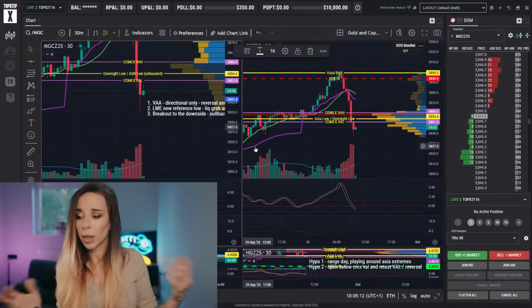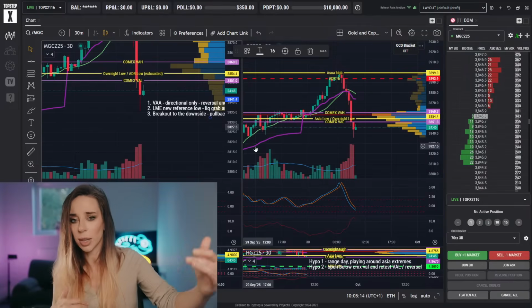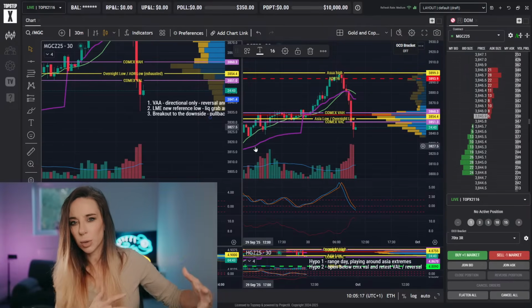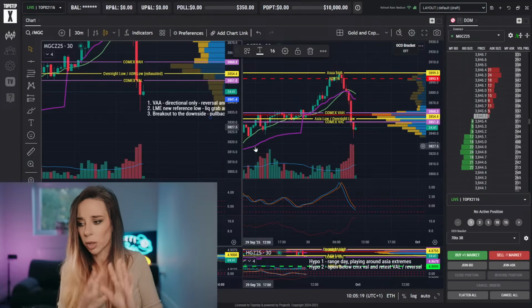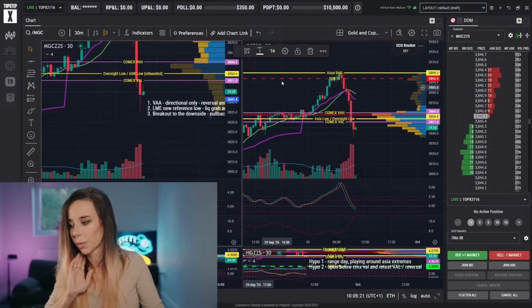But if it's just a regular day where everything is still playing inside that range, fading those from the quantitative extremes is absolutely correct. All right.